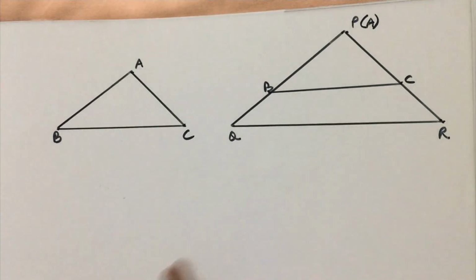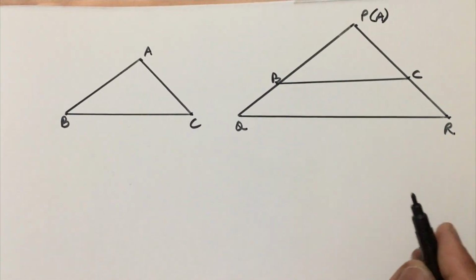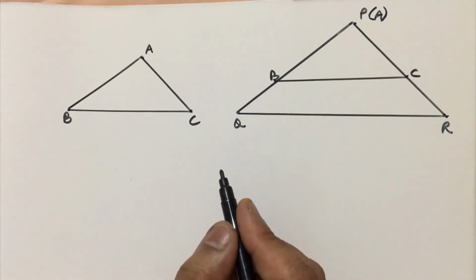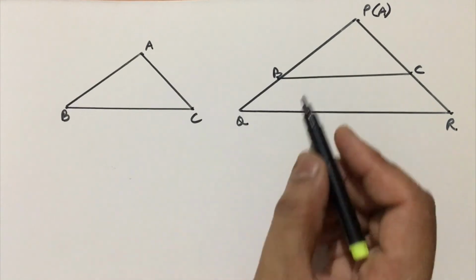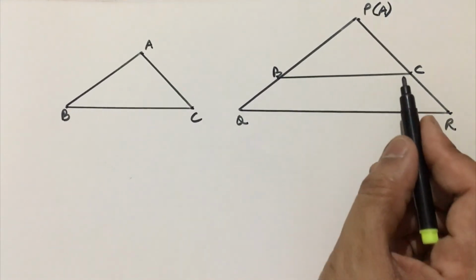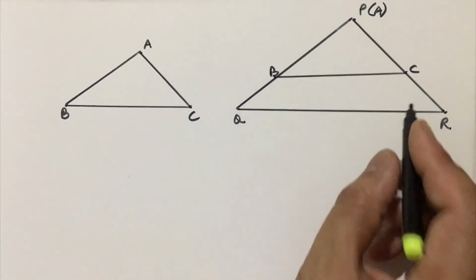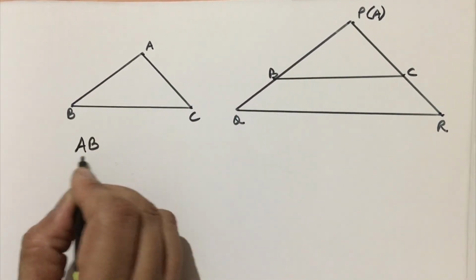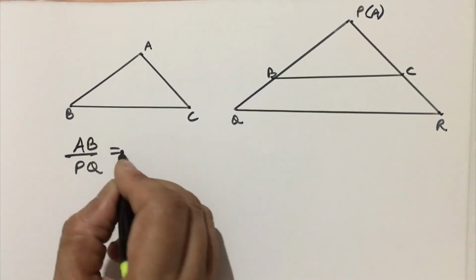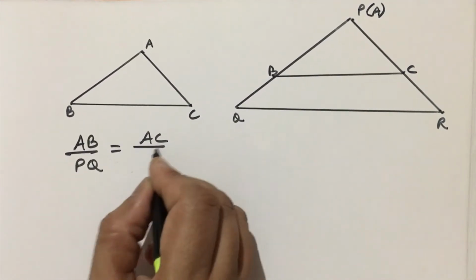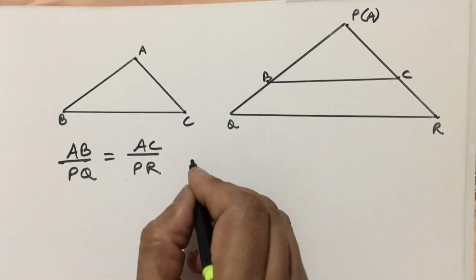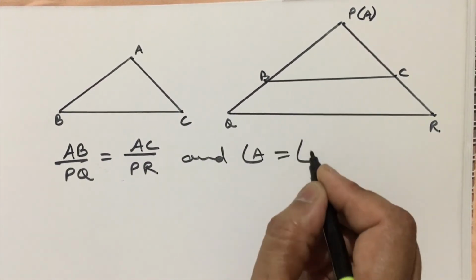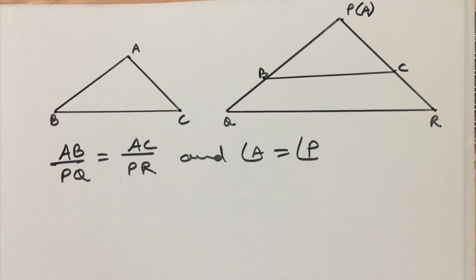So when you join BC, you are going to get triangle ABC and triangle PQR. In these triangles, by actual measurement also, you are going to get angle B equal to angle Q and angle C equal to angle R. So what we have taken: first we started with AB by PQ is equal to AC by PR, and as well as the included angles are equal. Angle A is equal to angle P we have taken.